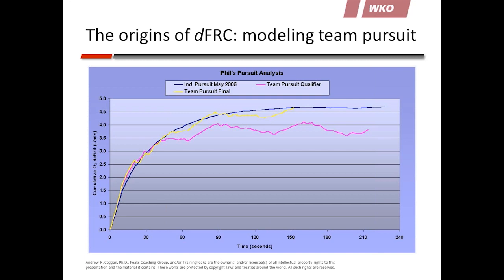And you can see here, in the individual pursuit, their MAOD rises and then pretty much levels out because they can't do any more work above their maximal sustainable power. Of course, power during a pursuit tends to start out high and then come down to a plateau. When they ride the team pursuit qualifier as the leadoff rider, they have to go out a little bit harder, so their estimated cumulative O2 deficit increases more rapidly. Then they get their chance on the wheels, and they recover a little bit, but then they have to pull at the front, and then they're on the wheels recovering, and they take their turn at the front.